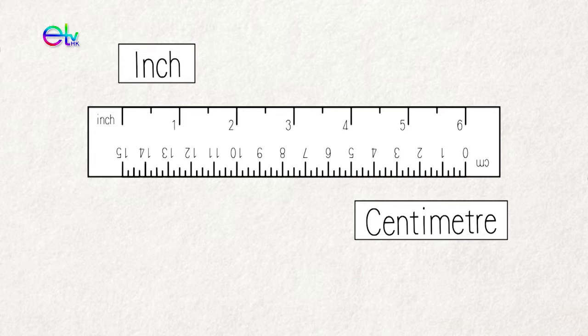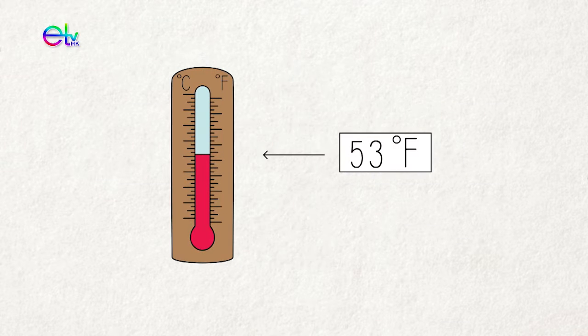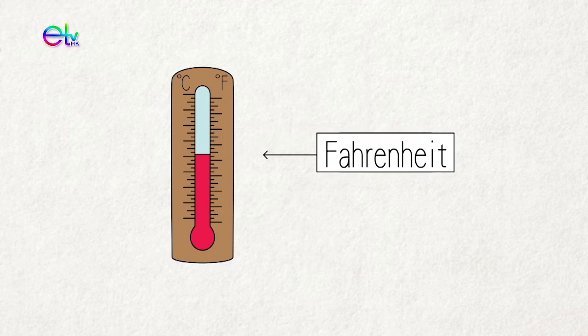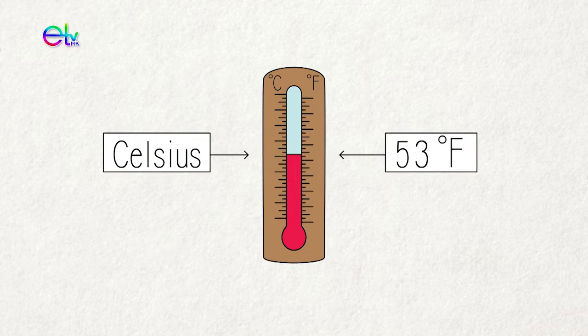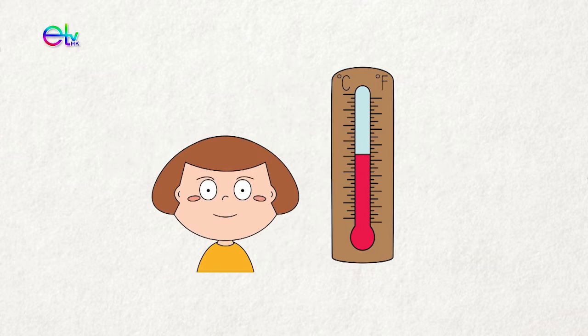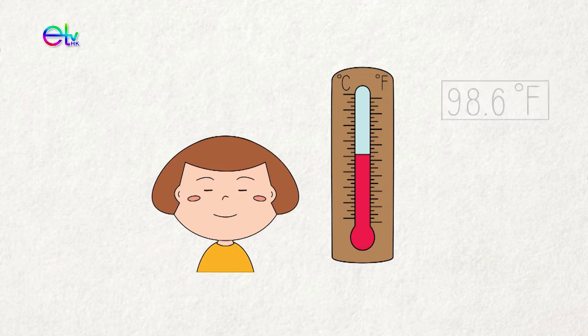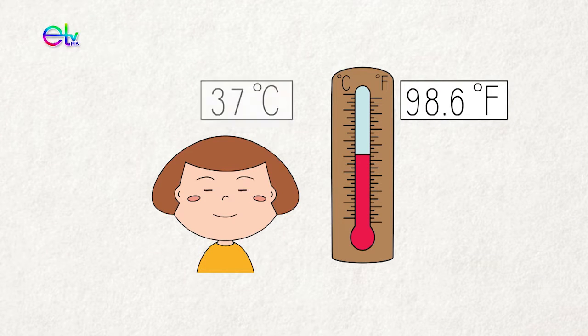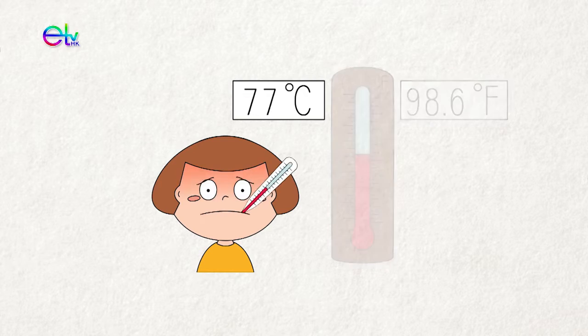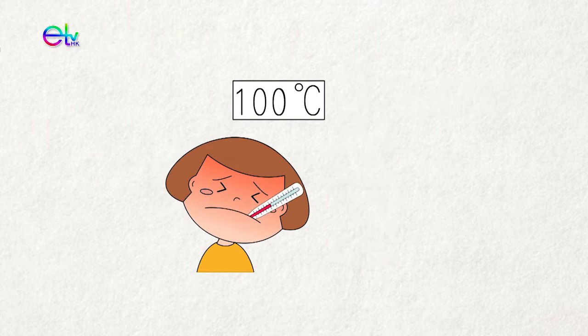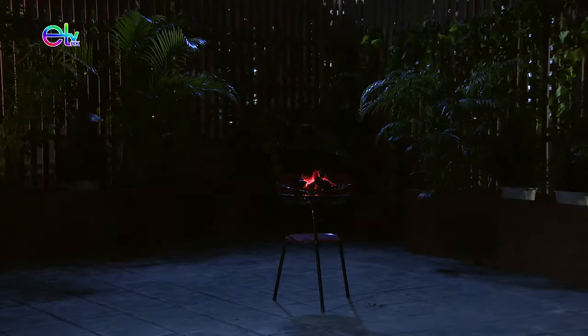Just now you saw that the thermometer read 53 degrees. That is Fahrenheit. When it is converted into Celsius, then it is 12 degrees. As for body temperature, normally it is 98.6 degrees Fahrenheit or 37 degrees Celsius. If you had a fever that is 100 degrees Celsius, you would have been long dead from overheating.